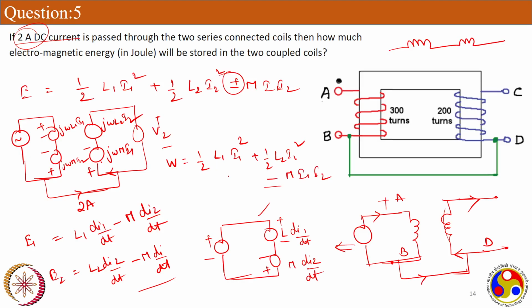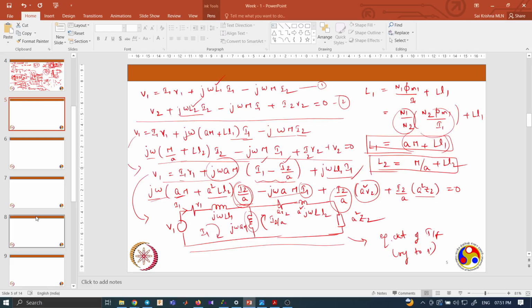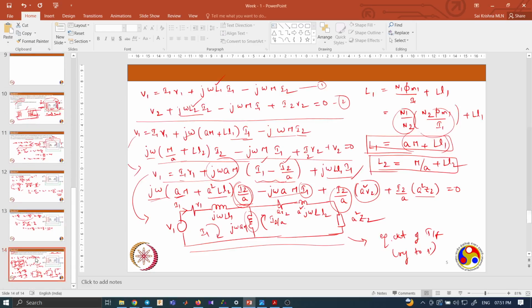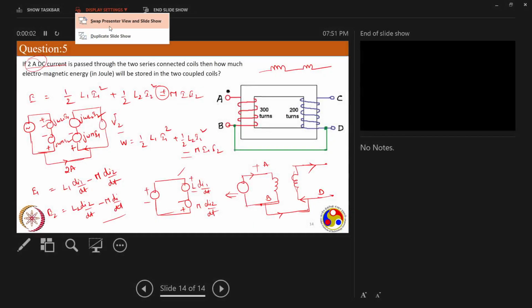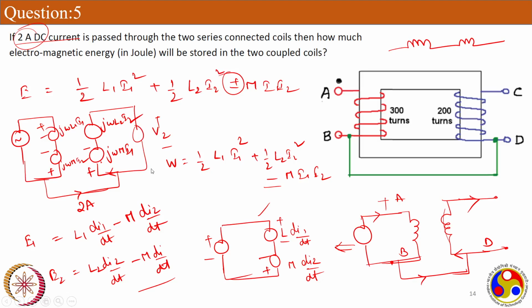So this potential will change based on the current entering or leaving. There we assumed the current being entered, and here also we have assumed the current is entering, so this potential will be minus. Now you just have to substitute all the values. You know L1, you know L2, you know the mutual, and you know I1 and I2, which is the same, 2 amps. Then you can get the total energy stored. So you can just simplify it and substitute and get the answer.